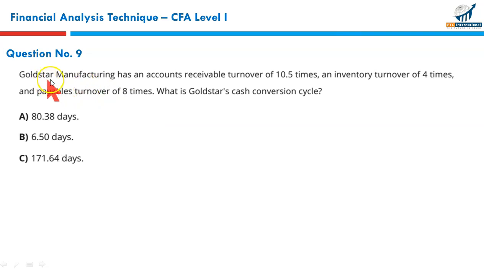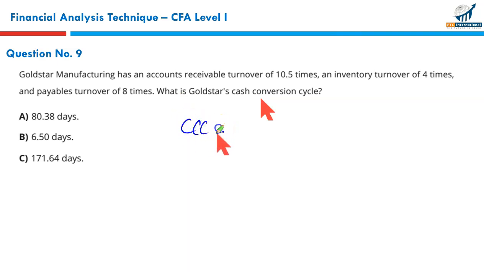Now we're talking. Gold Star Manufacturing has an accounts receivable turnover of 10.5, an inventory turnover of 4 times, and a payable turnover of 8 times. What is Gold Star's cash conversion cycle? You need to know the formula for the cash conversion cycle. Let me write it down.